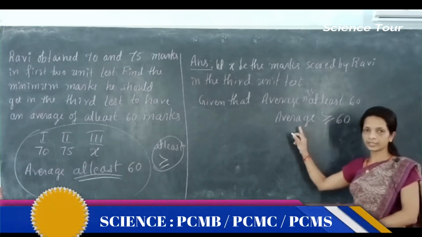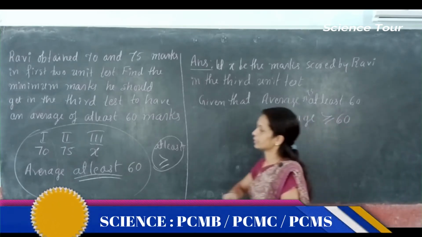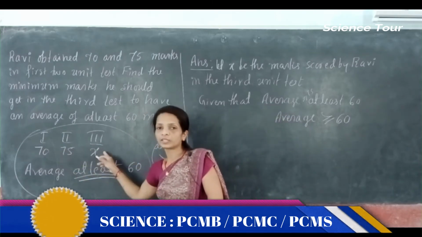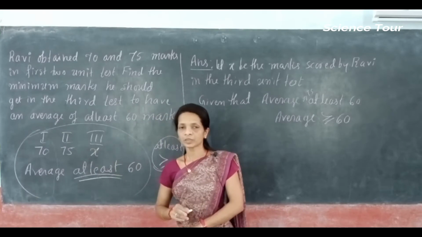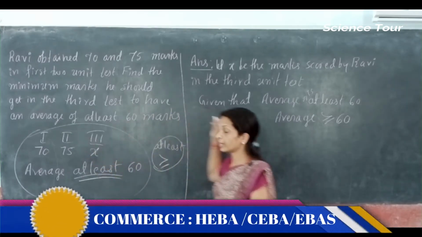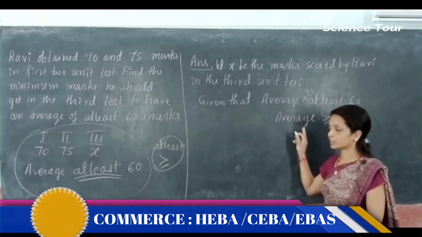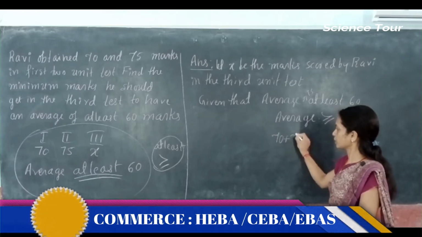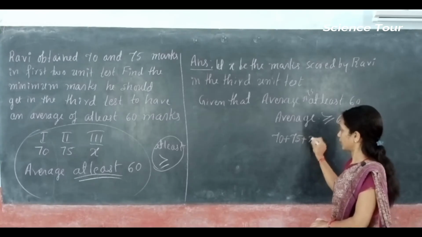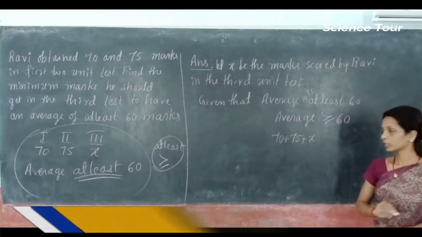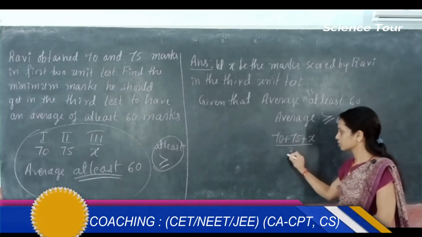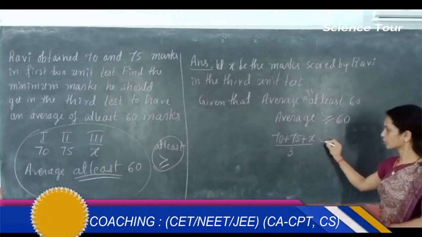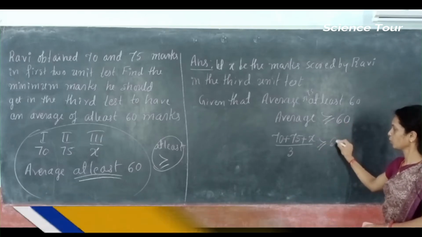But how do you take the average? Suppose you have 3 test marks, then you add all 3 test marks and divide by 3. That gives you the average. So on the average side, you take the total of 70 plus 75 plus x, the 3 test marks total, and divide by 3. That is the average, and that is greater than or equal to 60.